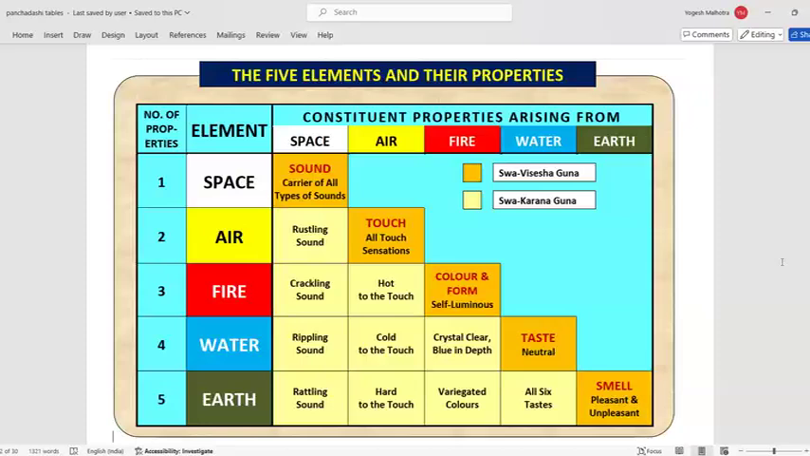I gave the earlier example of someone leaving five apples on a table, and five students are there. Four are seen leaving with one each, but one is not seen. Then the fifth one must have taken the fifth apple. That is what we call the Parisheshat Nyaya. So by this we understand that Shabda is a guna of space. So space has one guna, Shabda. All types of sounds are carried through space.